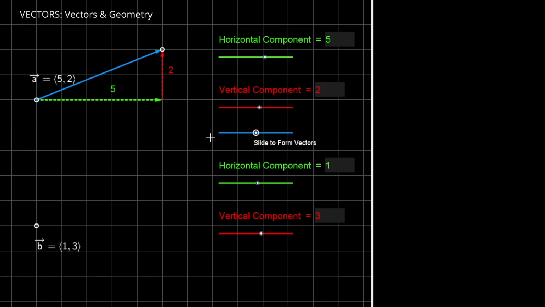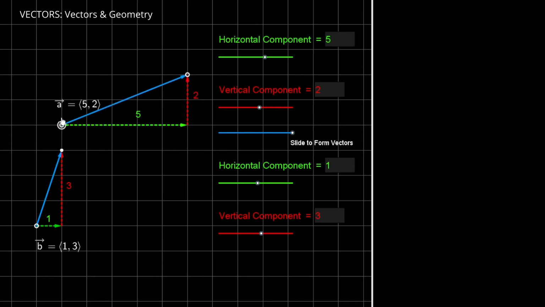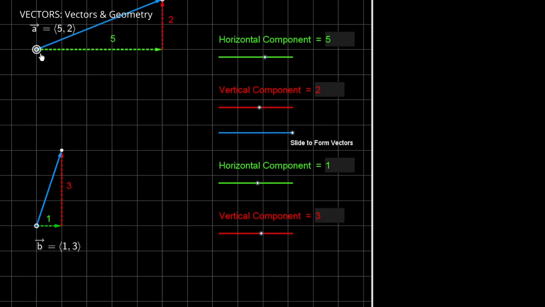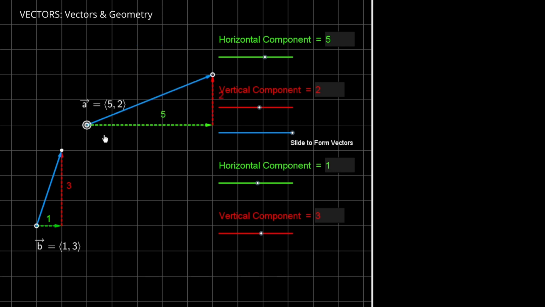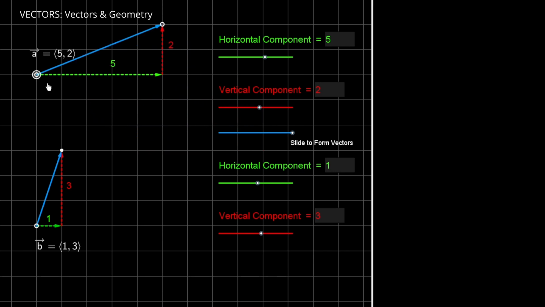Let's do the same for vector B. Horizontal journey of 1 and a vertical journey of 3. And again, vector B will form. Now both vector A and B don't have to start from the positions we've set here. I can move vector A's starting point around to be anywhere I like. It's still vector A. Equally, vector B, I can move it around wherever I like.